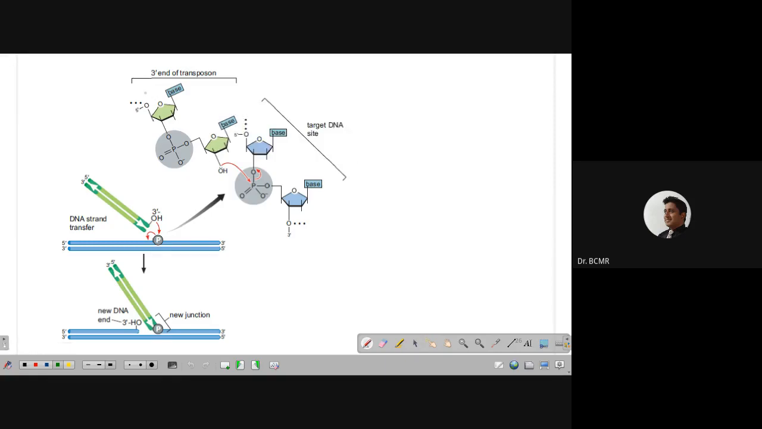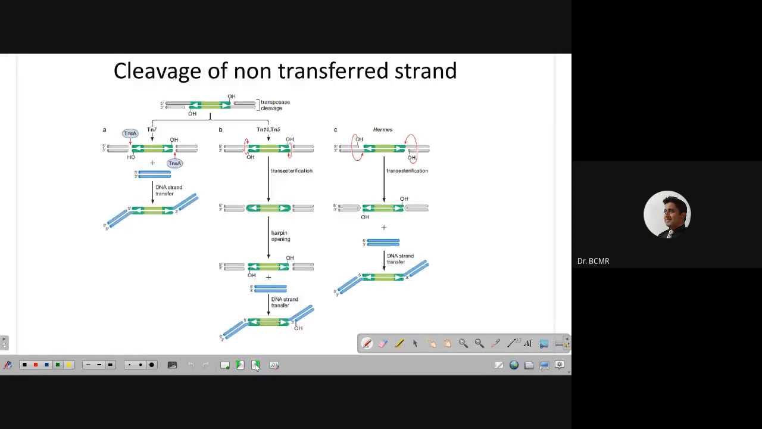So this is the 3' end of the transposon, that is this one. It is coming with this 3' OH, and it is making a nucleophilic attack on the phosphate. So this DNA will be broken, and the transposon becomes covalently attached to this. Then we have some things understood and some things that we don't understand. This is the first strand break.